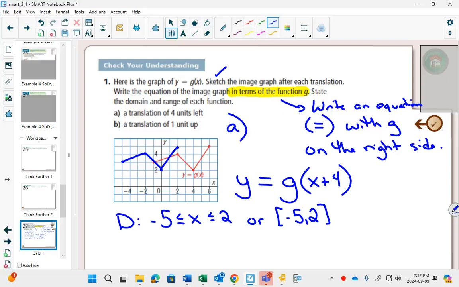If you are doing a question and it asks for domain and range, you have the choice. You can choose whichever form you like the best for writing the domain and range. Okay? Here's our range. Smallest y value is positive 2. Biggest y value is 5.